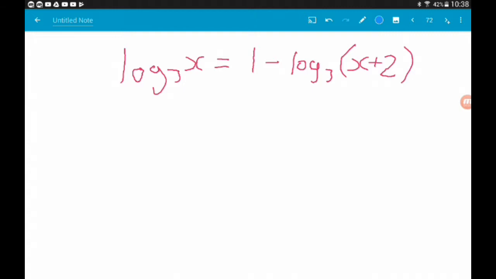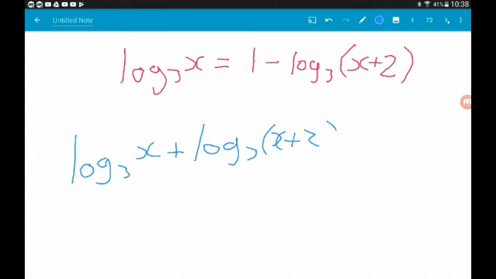Then we can use the laws of logs to smash them together into one logarithm. They both have the same base, so we will definitely be able to do that. So, let's do that. We're going to add log base 3 of (x + 2) to both sides. So we're going to get log base 3 of x plus log base 3 of (x + 2), and that is equal to 1.